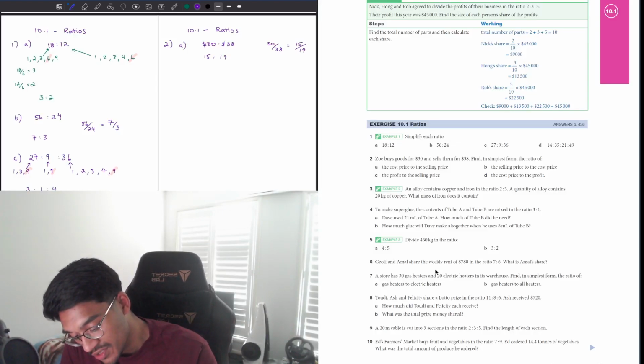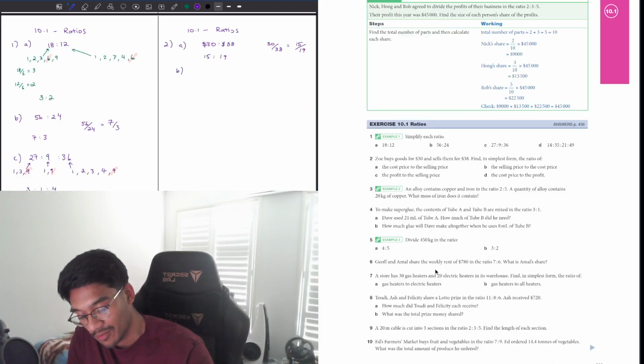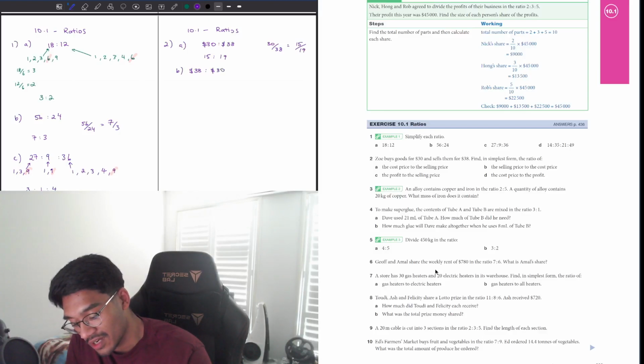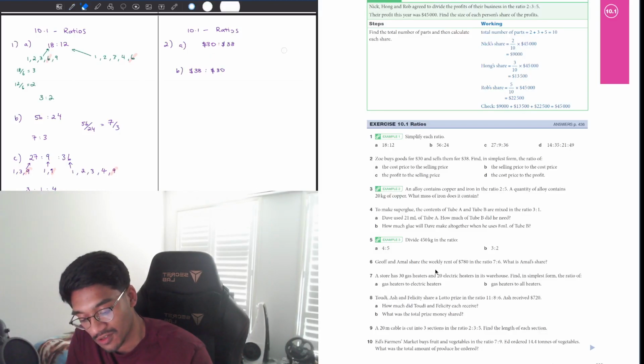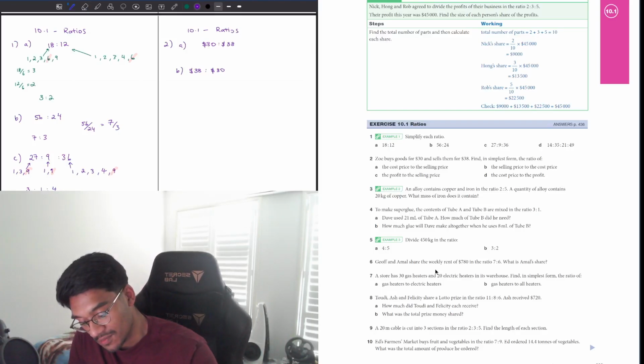Right, question B. The selling price to the cost price. See, now it's the other way around. So the selling price is $38 and the cost price is $30. Thinking about it now, you probably just want to keep it in dollars and not do anything else. So our answer is $38 to $30.